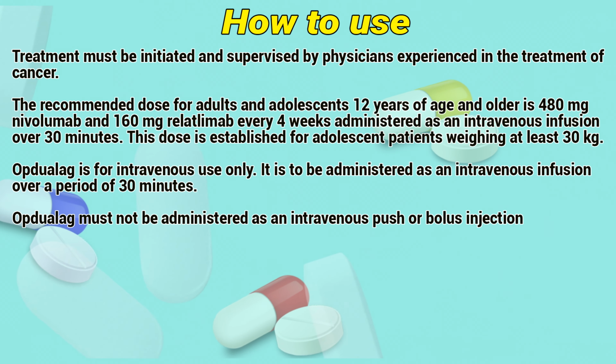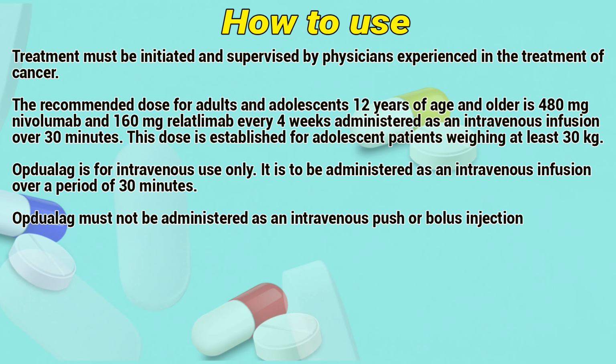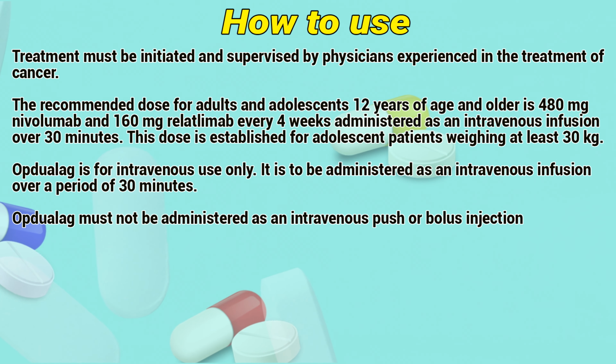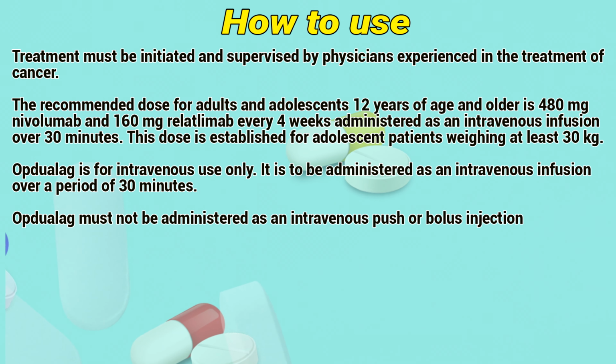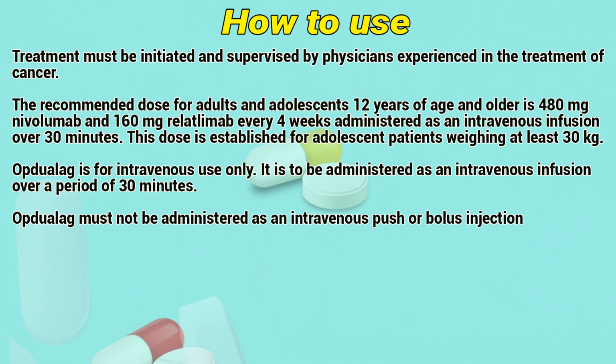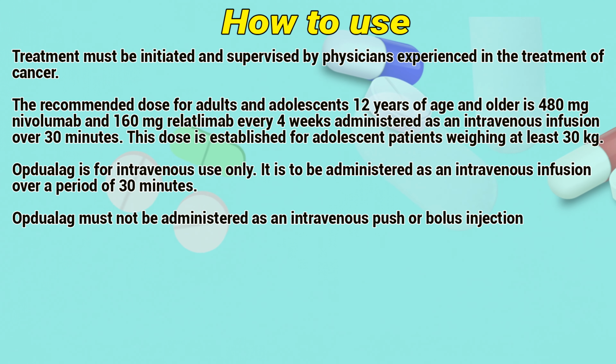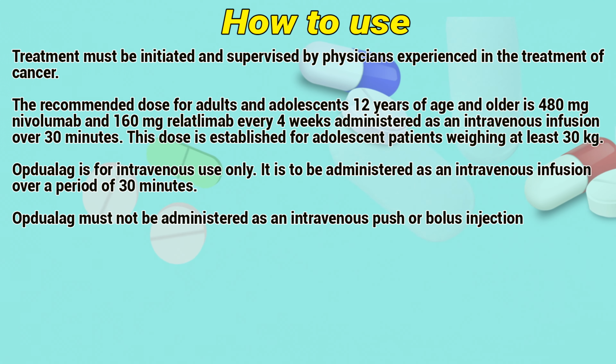How to use. Treatment must be initiated and supervised by physicians experienced in the treatment of cancer. The recommended dose for adults and adolescents 12 years of age and older is 480 mg nivolumab and 160 mg relatlimab every 4 weeks, administered as an intravenous infusion over 30 minutes. This dose is established for adolescent patients weighing at least 30 kg.